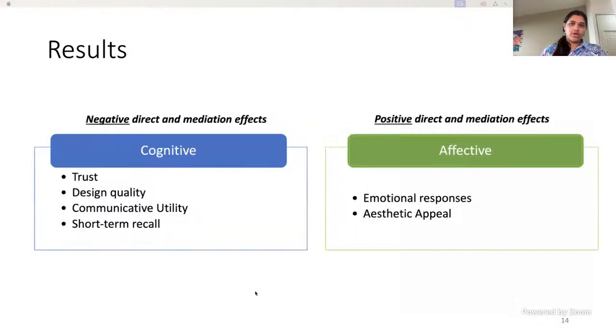Measures that rely on cognitive mechanisms are in general negatively mediated, while those that rely on affective mechanisms are positively mediated by mind wandering. And the way that cognitive and affective engagement are rated follow the same patterns.